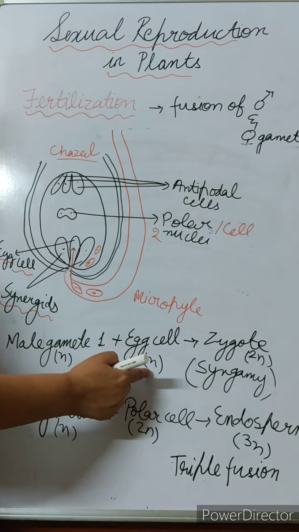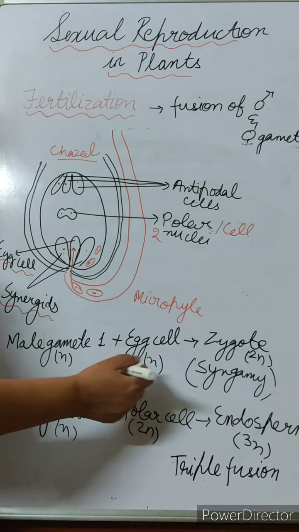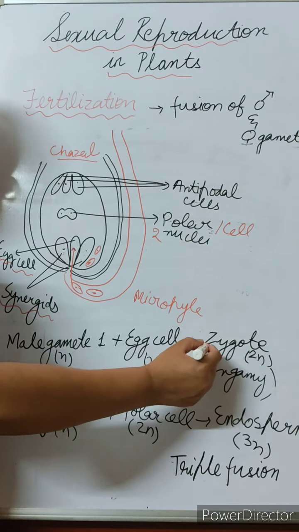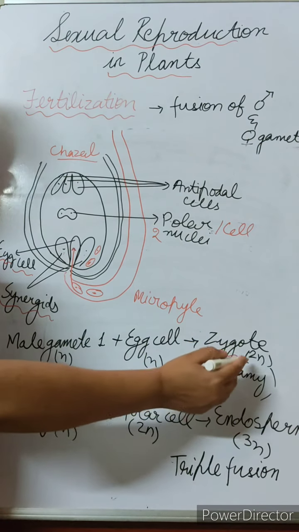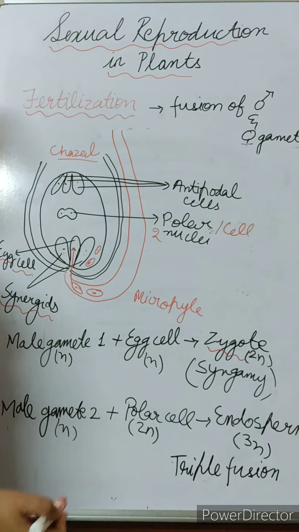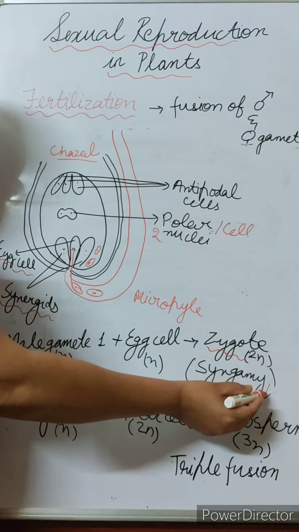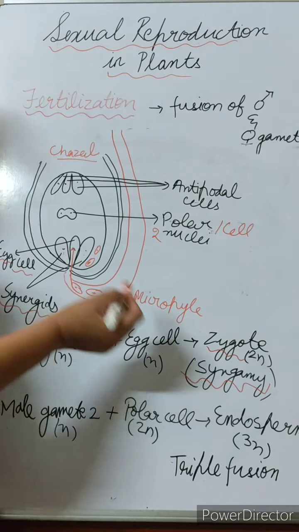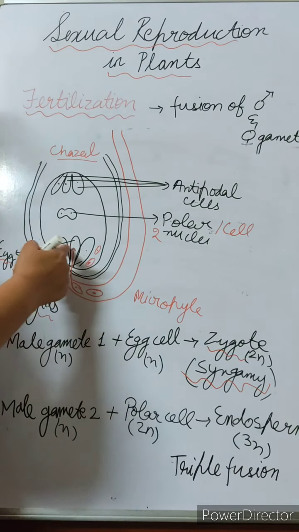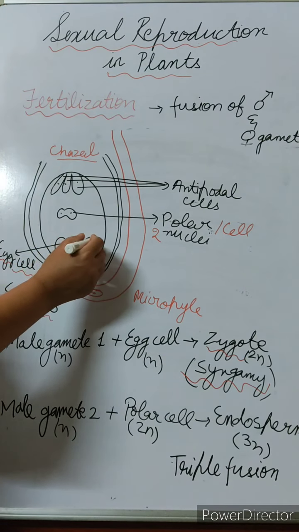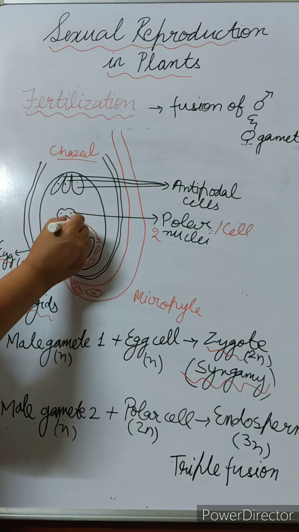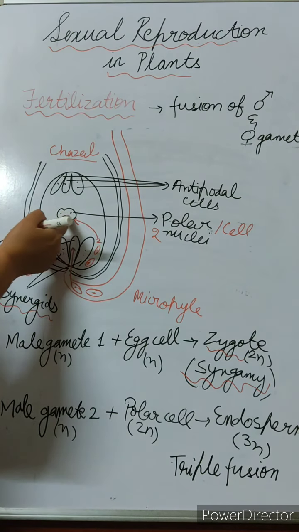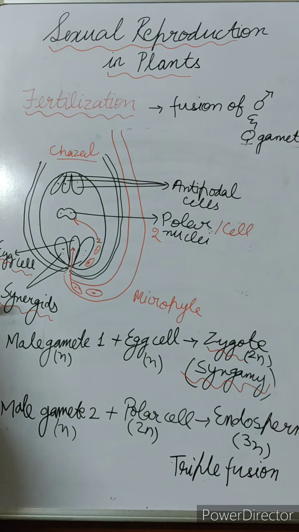Egg cell is also haploid, that is n. And so when they fuse, it results in the formation of a zygote, which is the diploid cell. And this process is known as syngamy. Now, after this zygote formation, the second male gamete is going to move towards the center, and it is going to fuse with the polar cell.